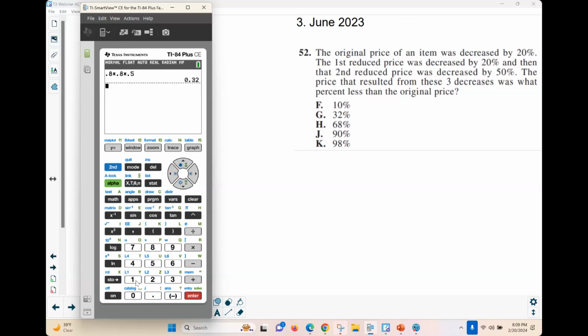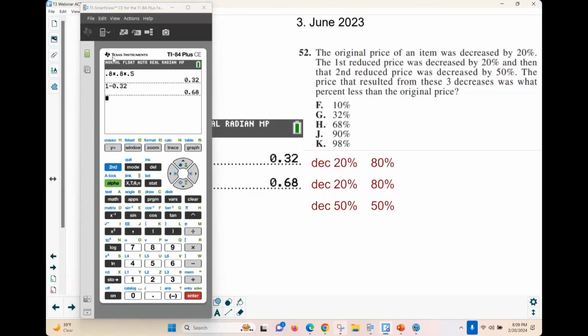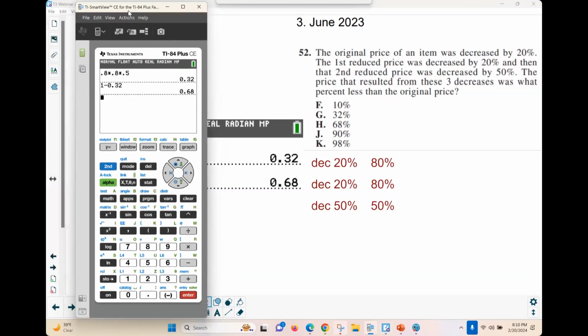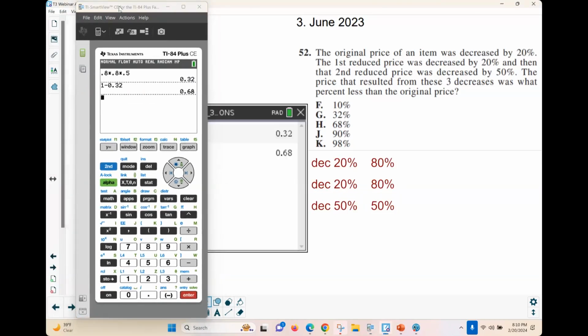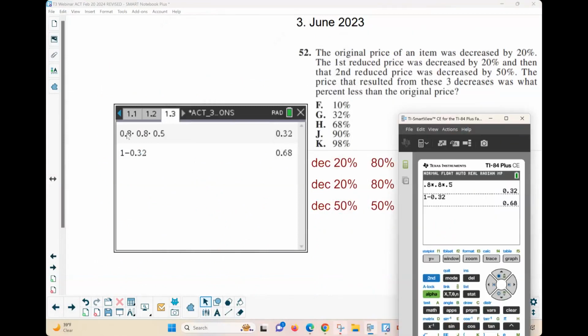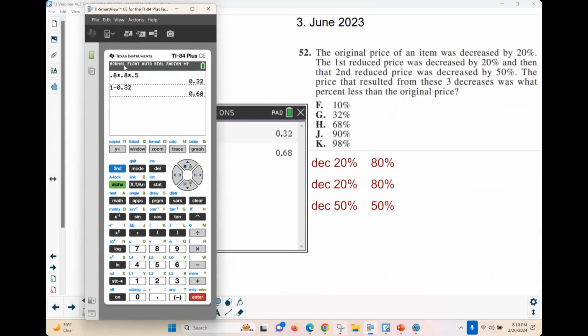So what we need to do is take 1 minus that to get the percent, which would be 68%. So here I'm using technology to do the calculations for me. I'm doing the thinking, but letting the calculations go there. This is how I did it with the 84. And on Inspire, it would be done in a very similar way. I just multiplied 0.8 times 0.8 times 0.5 and subtracted it. Or I could have done 1 minus that altogether. It doesn't matter how that would be done. So those two aren't very different.